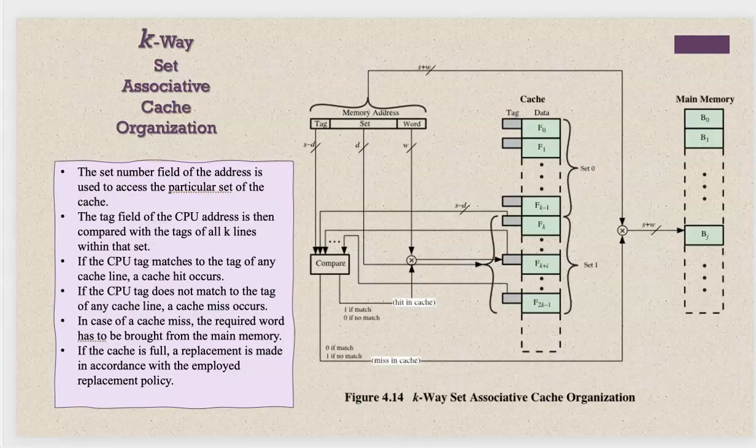So this is K-way set associative cache organization. Let's look at it. We have our memory address comprised of a tag, set, and word. Our tag and set make up the S, denoted as S, and your set would be denoted as D. Your tag is S minus D. And then your word field is denoted as W.